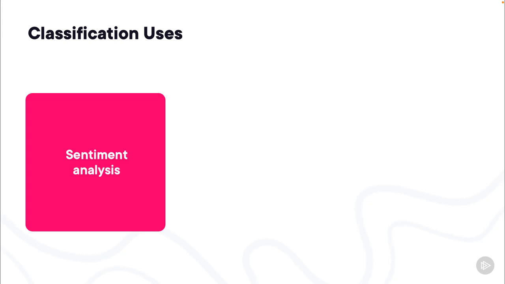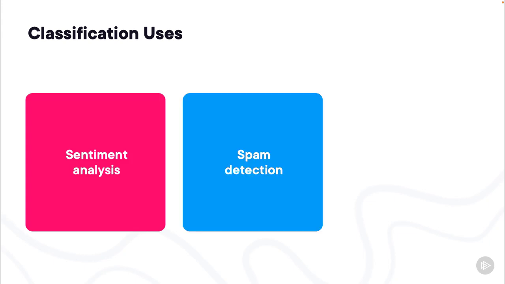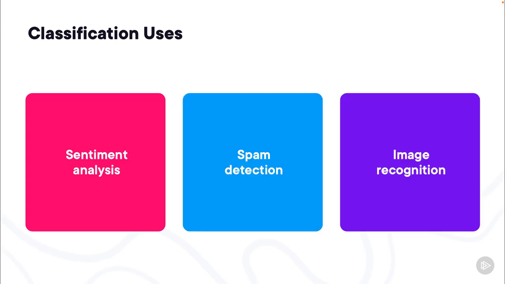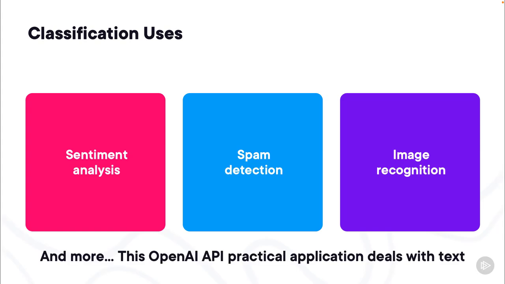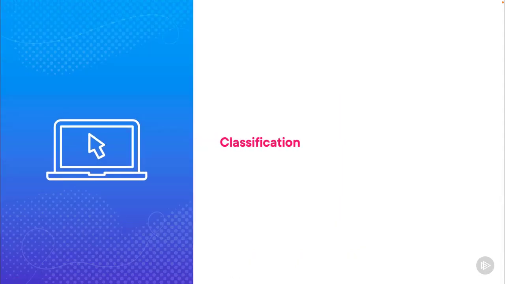Classification is used for many purposes, for example, sentiment analysis, spam detection, or image recognition. But as I mentioned, the OpenAI practical application that I'm talking about now deals with text. Let me show you with a demo.